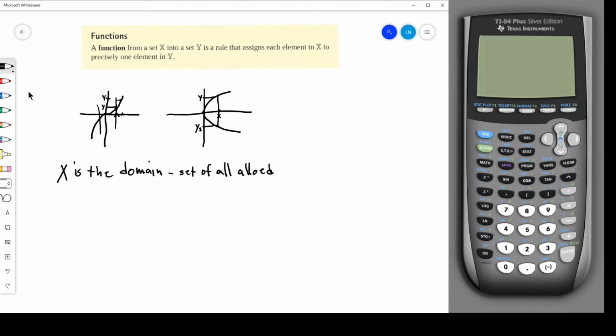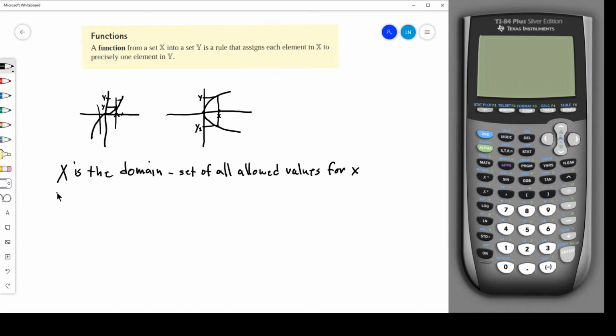I forgot a W. Even on a video, I can't spell. Let's try that again. Allowed values for x. All right, so that's the domain. It's the set of all values that I am allowed to enter into the function.